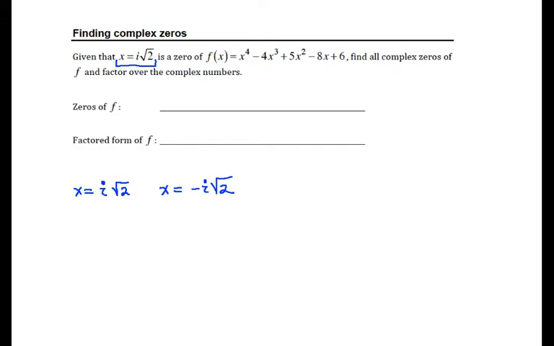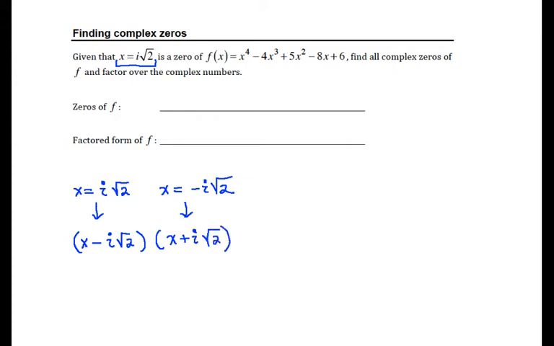So what I'm going to do instead of synthetic division is build up factors from these to get a larger factor that we know to be a factor of this polynomial. This factor would be x minus i times the square root of 2. And this factor here would be x plus i times the square root of 2.